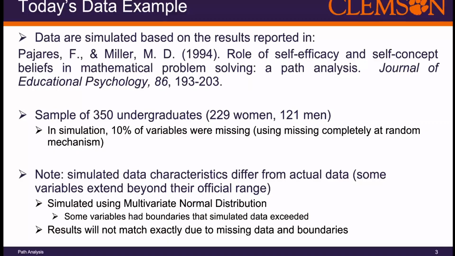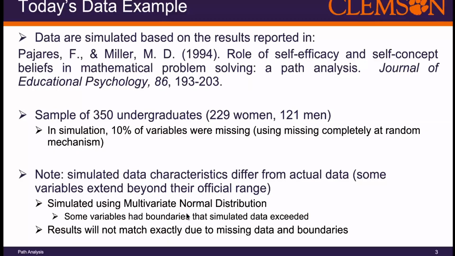Again, the data are based on a paper I found that does a nice path analysis. This paper was from 1994 in the Journal of Educational Psychology. There was a sample of 350 undergraduates, of which 229 were women, and about 10% of the observations across the data set were missing. I simulated these data based on the characteristics of what I found in the paper. I used a multivariate normal distribution for all the continuous variables.